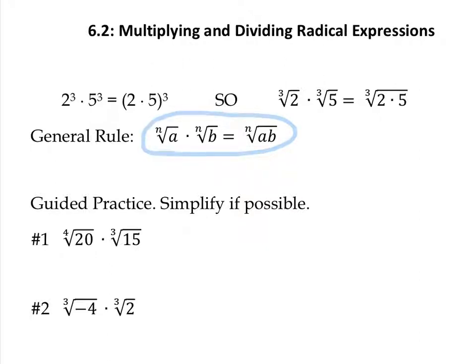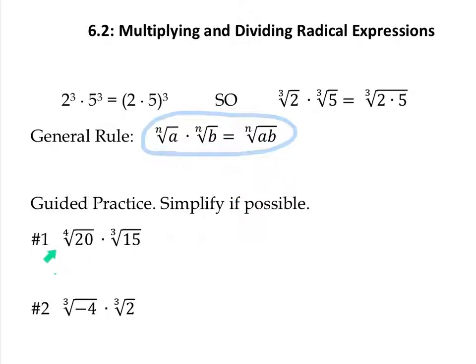As long as the index, that's what root we're taking, is the same, then we can multiply the numbers that are inside those radical signs. Okay? So again, this has to be the same root. If this is third root and third root, we can multiply whatever the a and the b are together. That's what ab is, multiplied together.